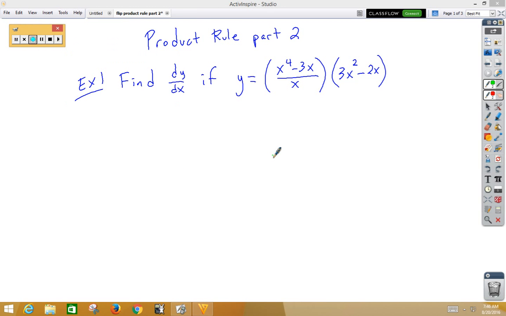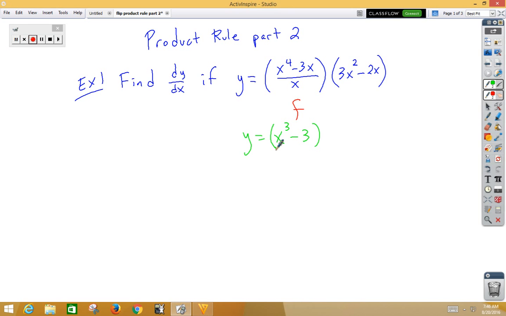In this video, we're going to do product rule part 2, which is going to combine some other items with our product rule. In our first example, if we look at the first function, f, we can simplify that to y equals x cubed minus 3.